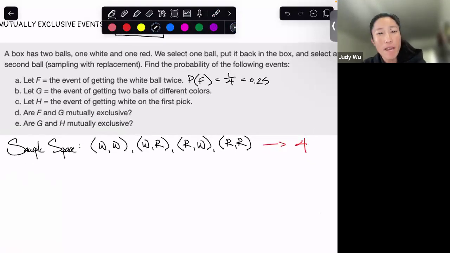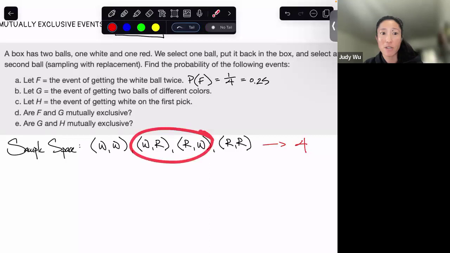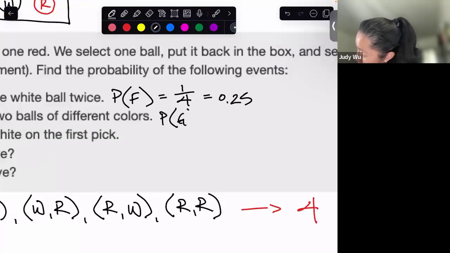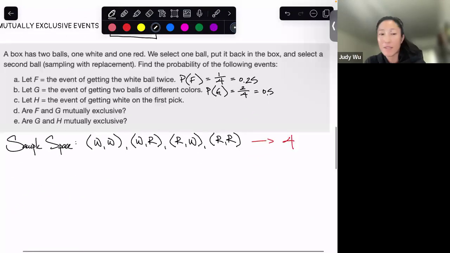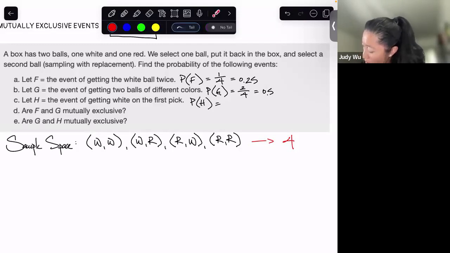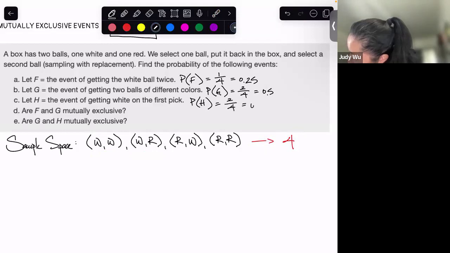All right, let's take a look at B. It says, let G equal the event of getting 2 balls of different color. That means we can't get white, white, and we can't get red, red, but we could get white and then red, or red and then white. So of these 4, these 2 satisfy G. They are the event of getting 2 balls of different colors. So our probability of G is 2 in 4, or 0.5. C: let H equal the event of getting white on the first pick. What's my probability of getting white on the first pick? Well, white, white, or white, red. Those both satisfy. So that is 2 over 4, which equals 0.5.